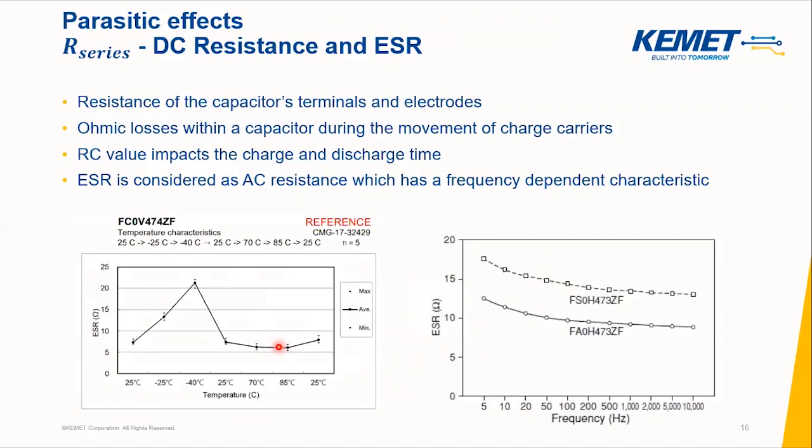But there are other parasitic effects that you need to consider when you're calculating the capacitance for your supercap. One of the parasitic effects that you need to consider is the R series, or series DC resistance. This is the resistance of the capacitor's terminal and electrode, and also ohmic losses within the capacitor during the movement of the charge carriers.